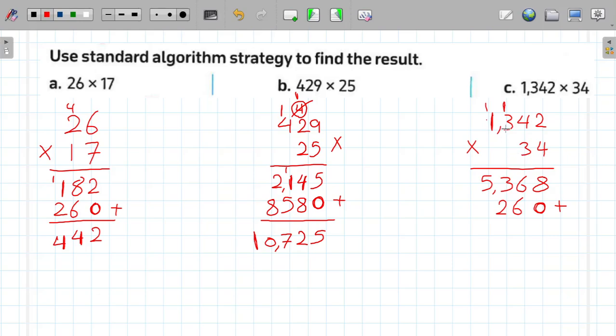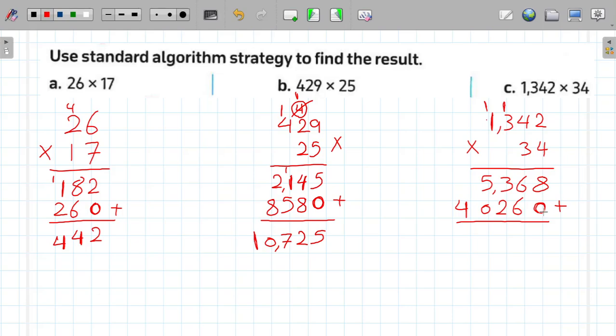3 times 3 equals 9, and 9 plus 1 equals 10. So I will write 0 and carry up 1. 3 times 1 equals 3, plus 1 equals 4. And after that, I will add two numbers.